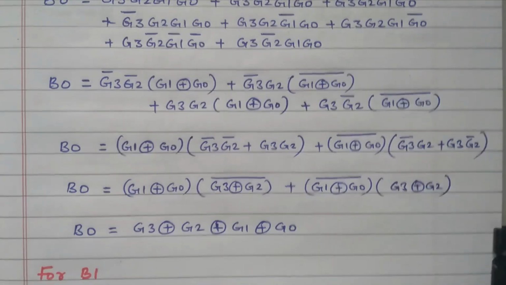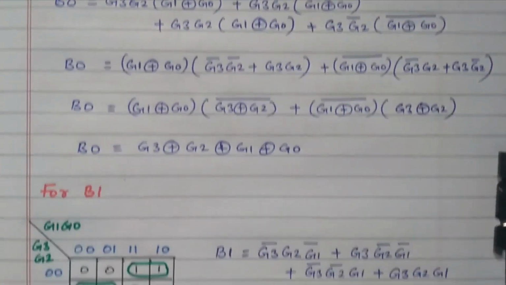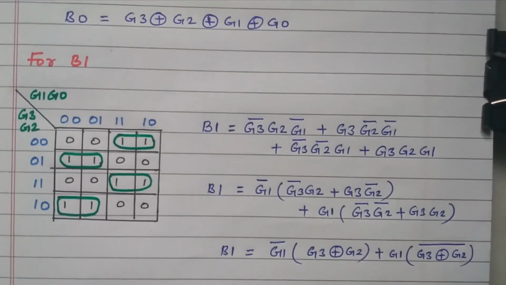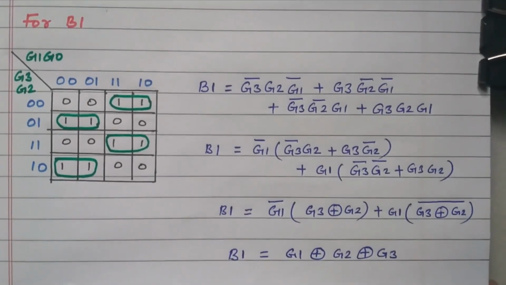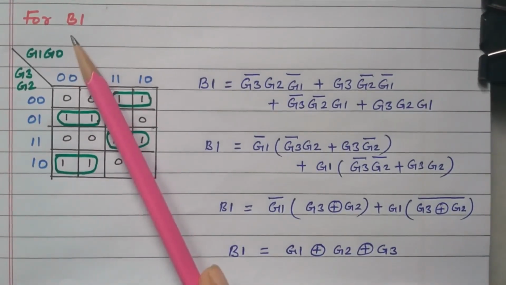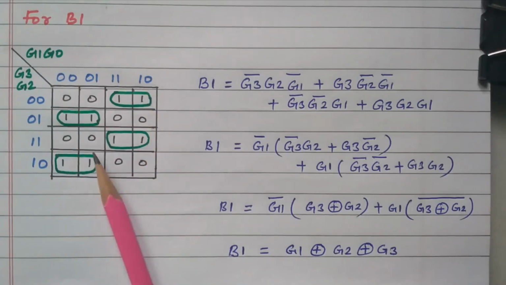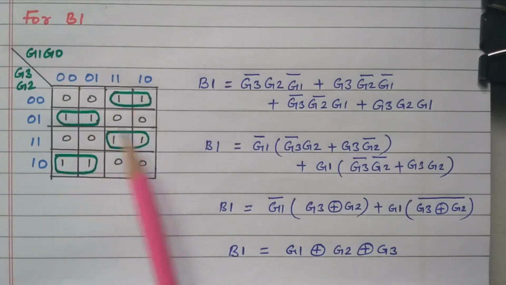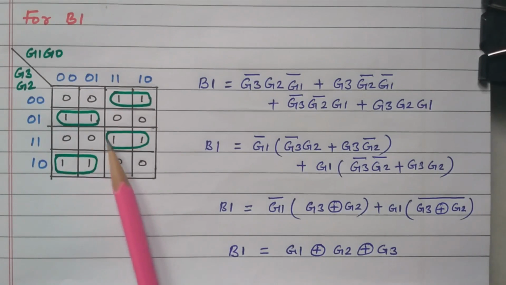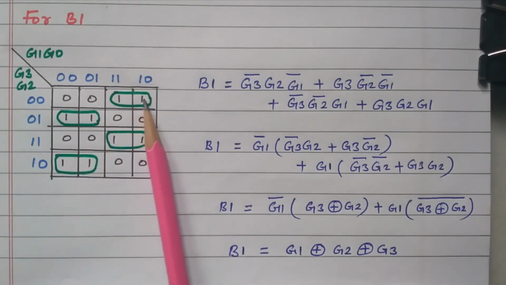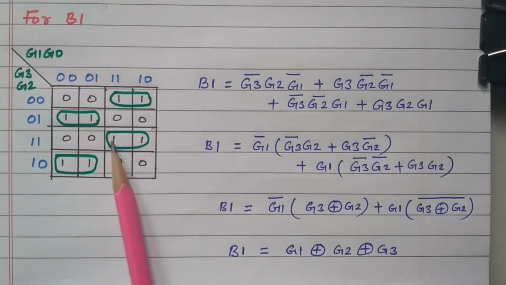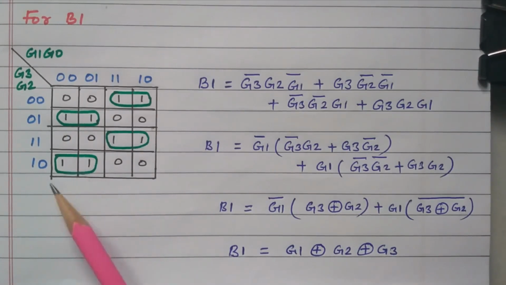Now we'll go to B1. The next term will go to B1. So again the 4 variable K map is available here. 8 ones are marked together: 1, 2, 3, 4, 5, 6, 7, 8. So here the possibilities are available. We have grouped these two cells, these two cells, these two cells and these two cells. So there are 4 groupings available.